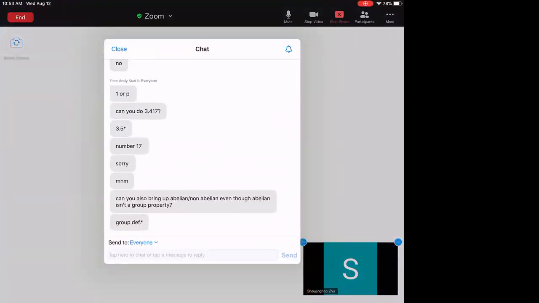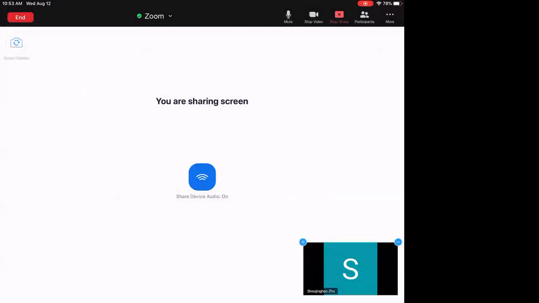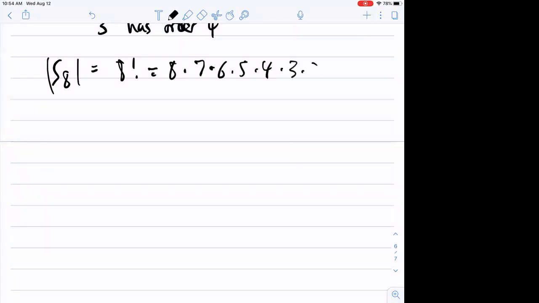For the same question, can we also use the example of S8? You mean this? No, because the order of S8 is 8 factorial, 8 times 7 times 6 times 5 times 4 times 3 times 2. Like the order of S3 is 3 times 2 times 1. S8 is big. It is not a group of order 8. Oh, I see. Thank you.